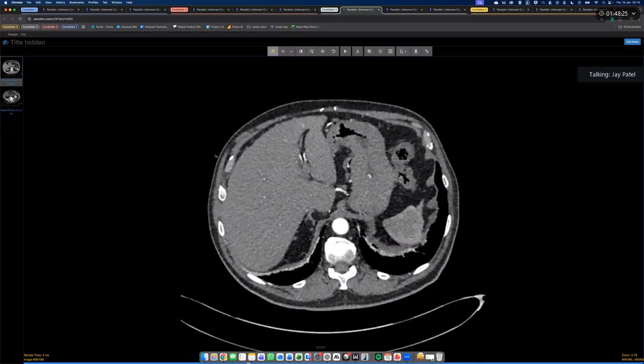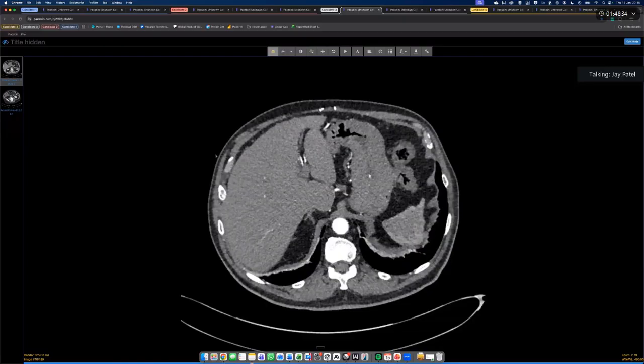So if I were in an MDT, and if I were asked the question, are there any arterially enhancing lesions within the liver to suggest these are neuroendocrine metastases? I would say this is not a suitable study to exclude this on. It's done too early.